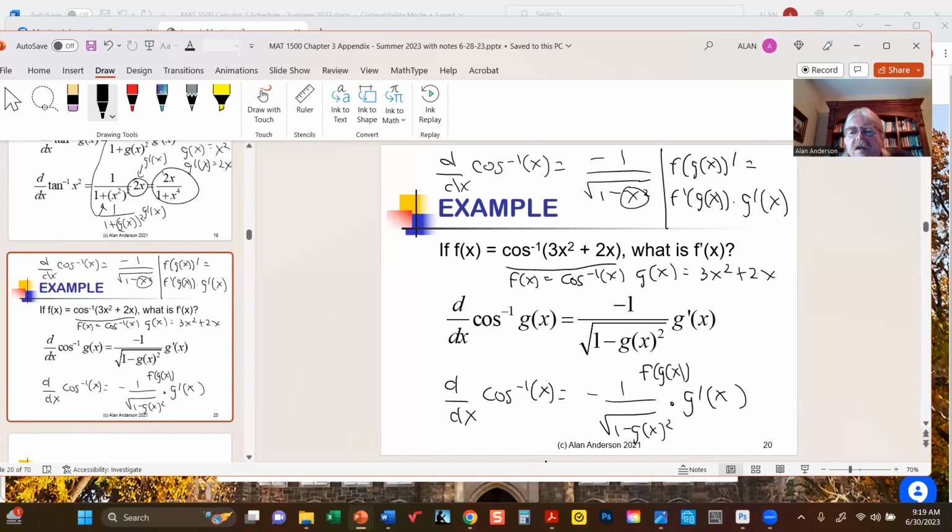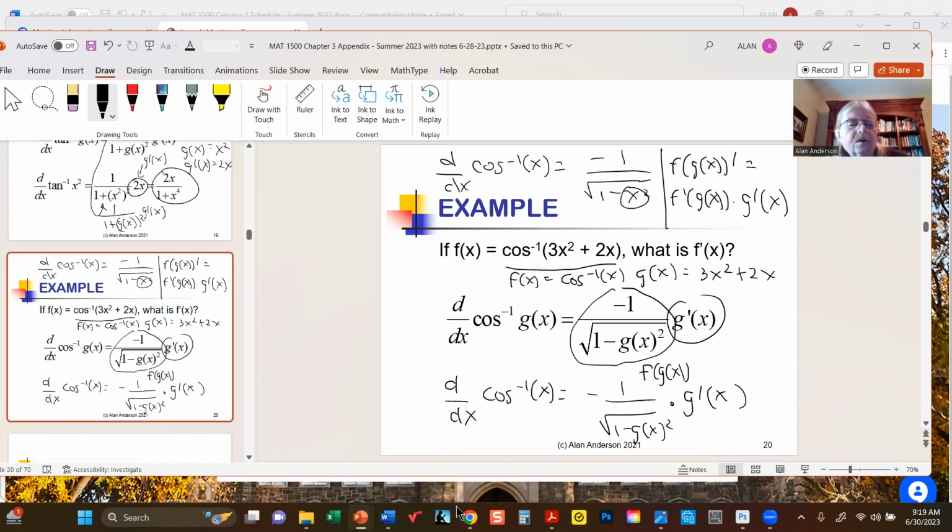Okay, so therefore, f prime of g of x in this case is this term. It's exactly the same as what we have up here with the arc cosine of x, except all the x's are replaced with g of x's. And then at the end, you have g prime of x. So what you need to do is find the original derivative for arc cosine of x, and then figure out the derivative of g of x.